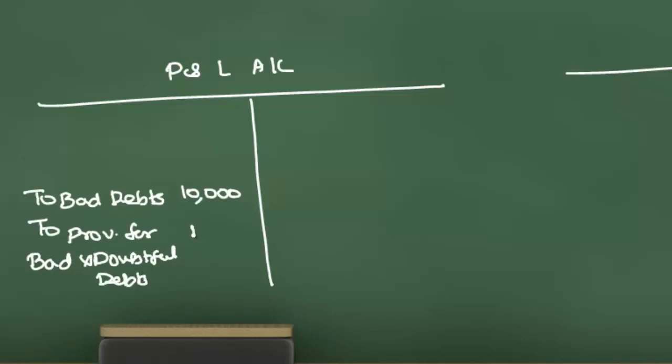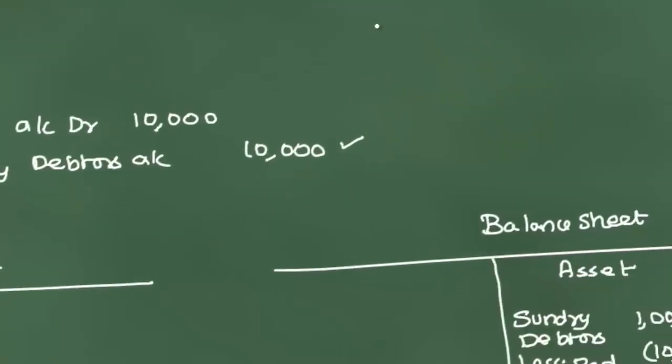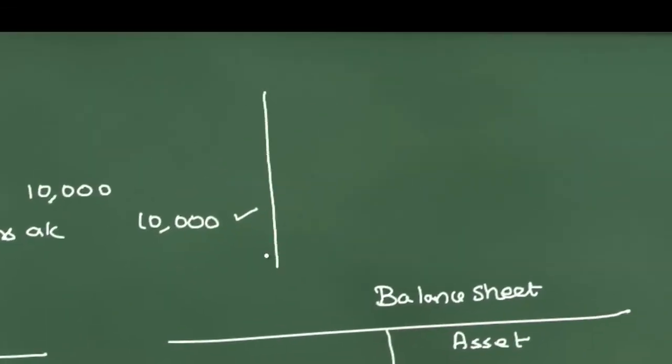And the amount is 4,500. So what could be the accounting entry for this? See, provision is something which we estimate, so it is directly charged to P&L. We have shown it on the debit side of the P&L. So we'll debit the profit and loss account.